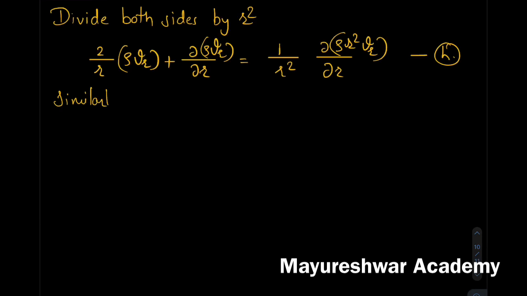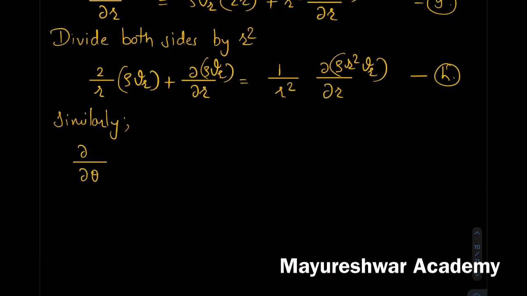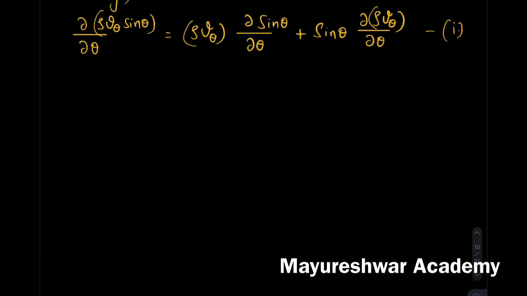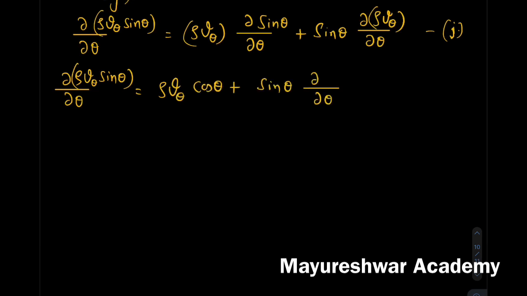So similarly along the theta direction also we can use the term partial over partial theta of, let us combine this, rho v theta and sine theta. So that is equal to rho v theta partial over partial theta of sine theta plus sine theta times partial over partial theta of rho v theta. So let us say this is equation j. So this term now, rho v theta sine theta: rho v theta cos theta plus sine theta times partial theta of rho v theta. So let us say k.